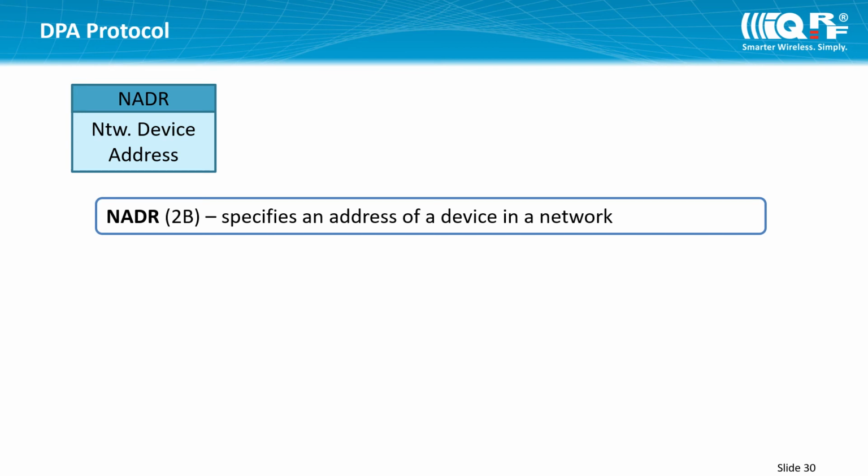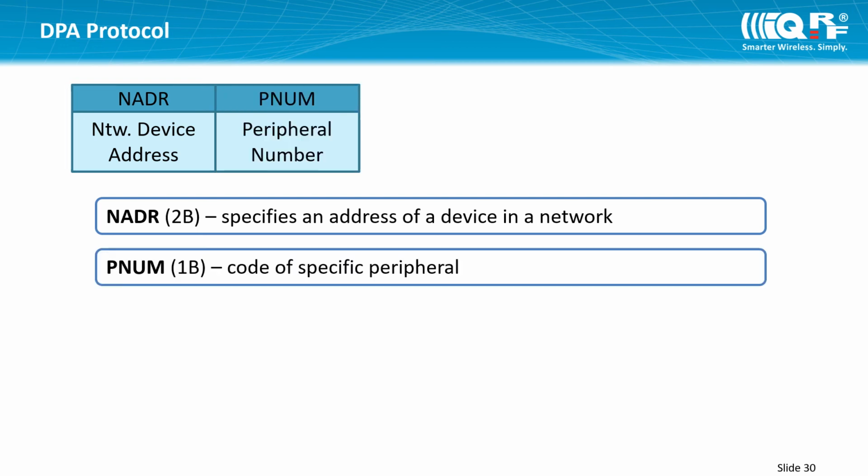The protocol itself is very simple. The first part is the network device address. It is possible to address the coordinator, any node, or all nodes using a broadcast address. There are 2 bytes for the addressing, but only 1 byte is used. The second is reserved.